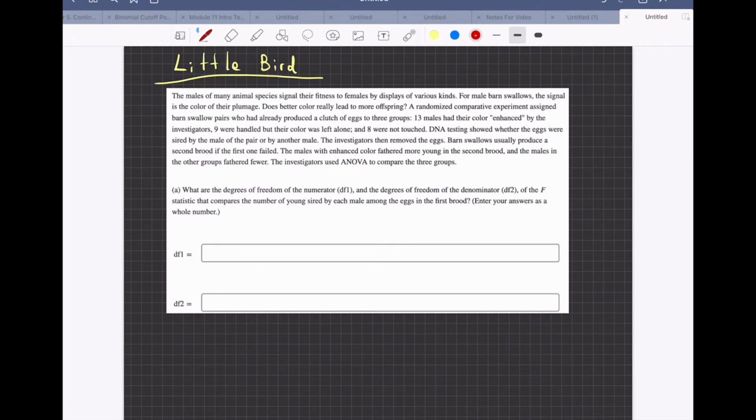One more example, little bird. The males of many animal species signal their fitness to females by displays of various kinds. For male barn swallows, the signal is the color of their plumage. Does better color really lead to more offspring?